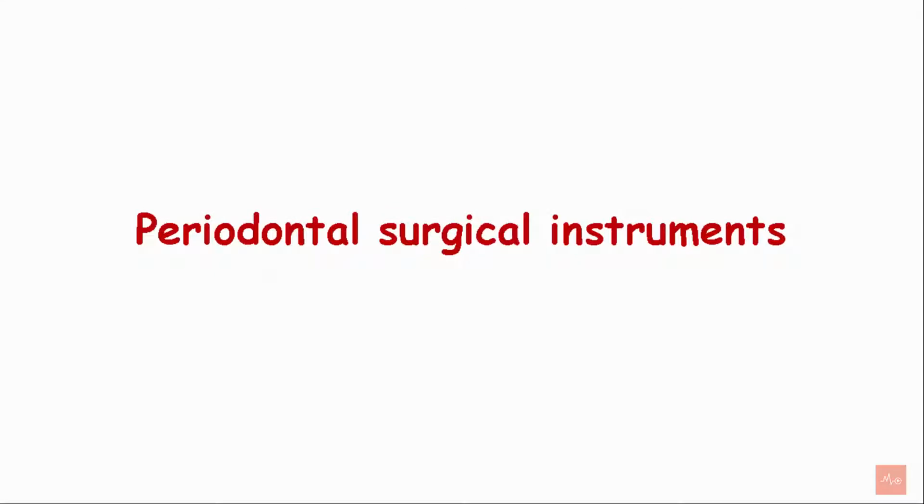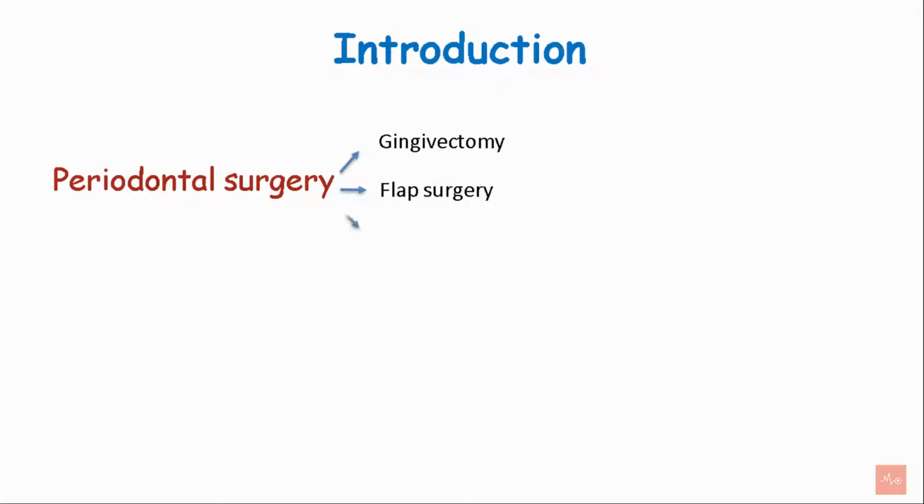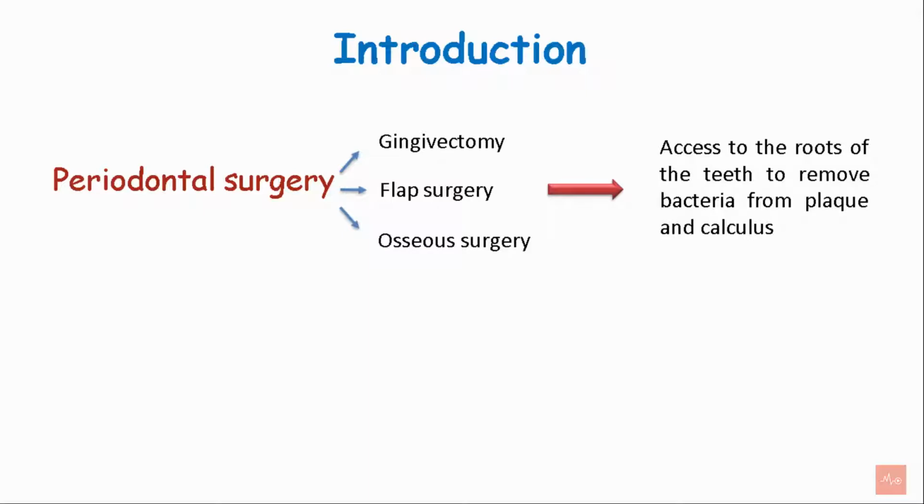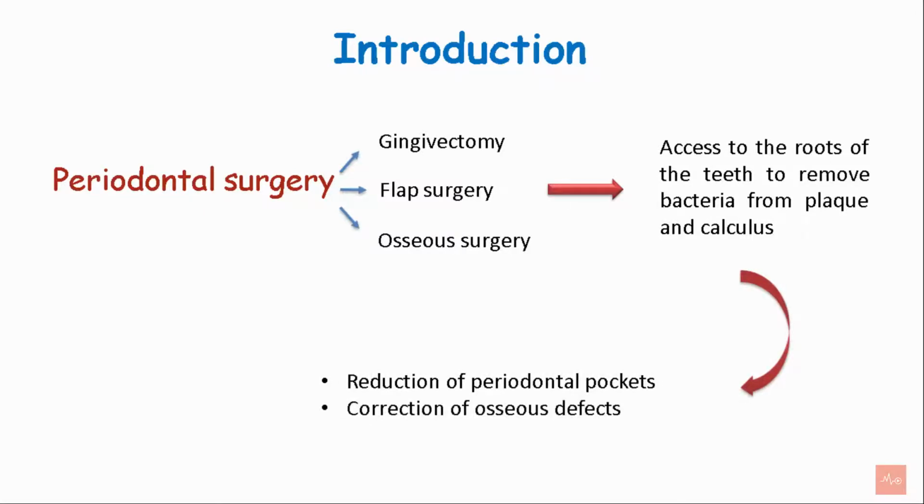Welcome back to Mediclass. Today we shall learn about the periodontal surgical instruments. The most common periodontal surgical procedures performed are gingivectomy, flap surgery, and osseous surgery. These procedures allow access to the roots of the teeth to remove bacteria from plaque and also the calculus. This allows for reduction of periodontal pockets and correction of the osseous defects.